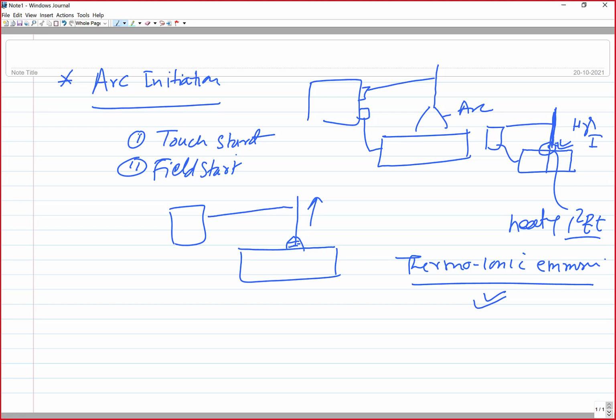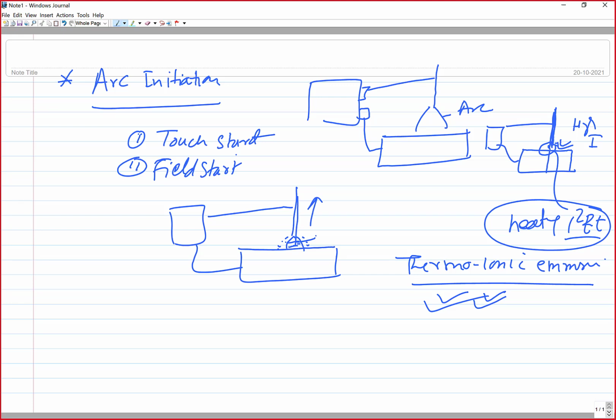So this is the simple approach of the touch start method, where the electrode and the workpiece are connected to the power source terminals. The electrode is brought in contact with the workpiece so that the circuit is completed, and in this process of circuit completion, a lot of thermionic heating takes place. Because of that, thermionic emission of the electrons occurs, and when the electrode is moved apart, the gap is created which is full of free electrons. So the gap becomes conducting, and that's how the arc is struck.